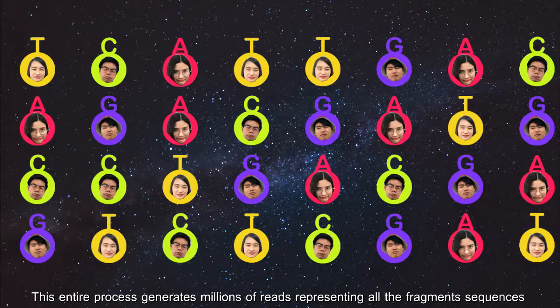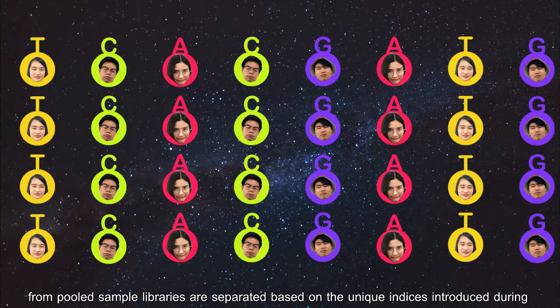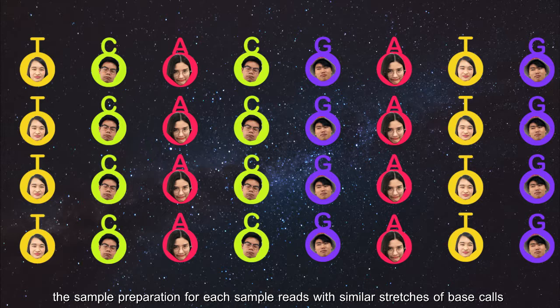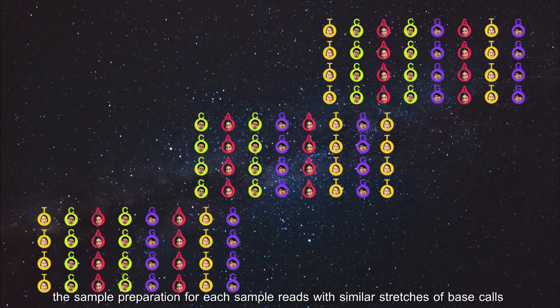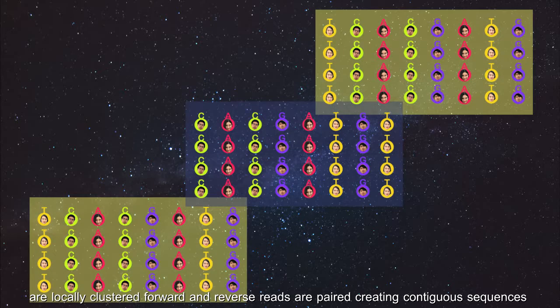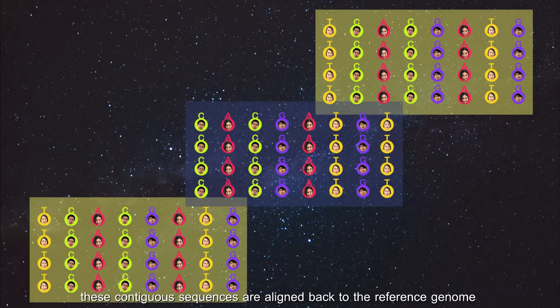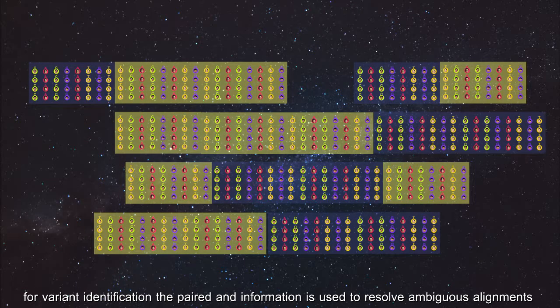Step 4. Data analysis. This entire process generates millions of reads representing all the fragments. Sequences from pooled sample libraries are separated based on the unique index introduced during the sample preparation. For each sample, reads with similar stretches of base calls are locally clustered. Forward and reverse reads are paired, creating contiguous sequences. These contiguous sequences are aligned back to the reference genome for variant identification. The paired end information is used to resolve ambiguous alignments.